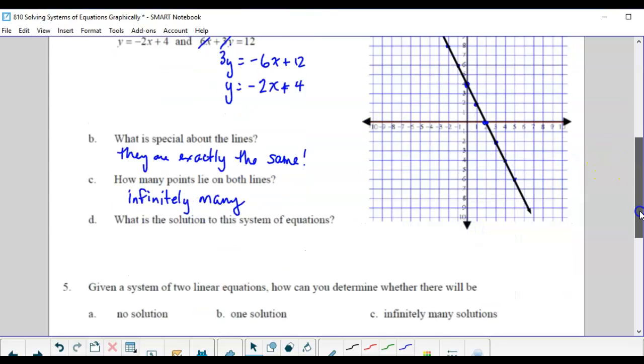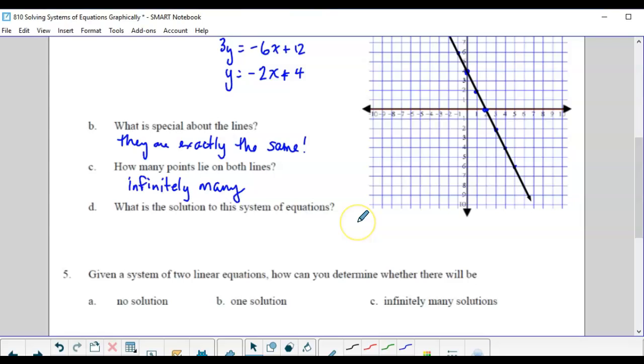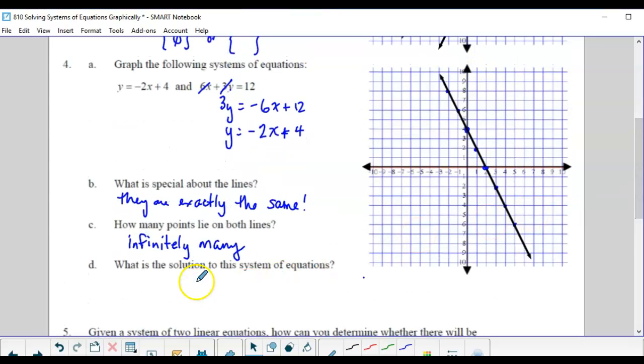So what is the solution to the system of equations? Well, how many solutions? Infinitely many. And what is the system? A solution, I should say, is the equation. So basically you would copy out whichever form you like. I'm going to use the slope y-intercept form. That's the system, because every point on this line is on both of them.